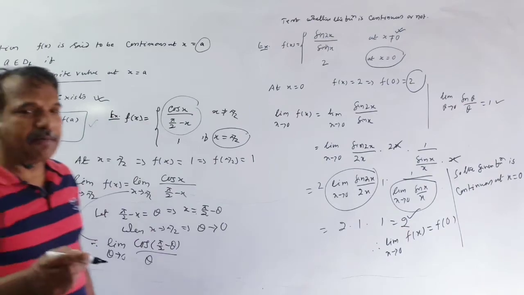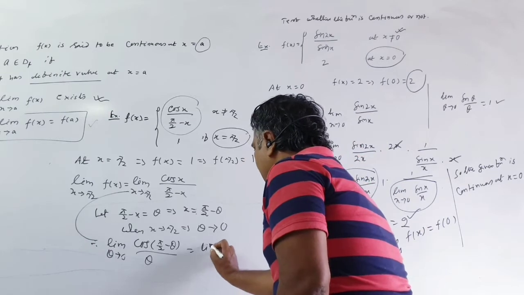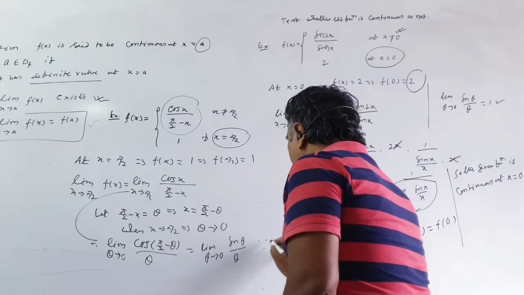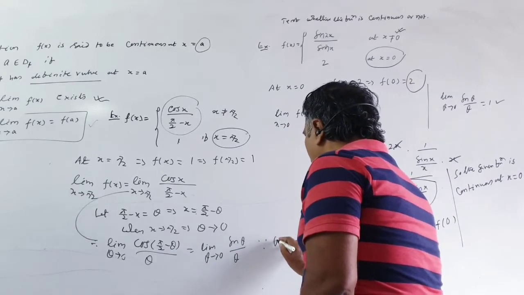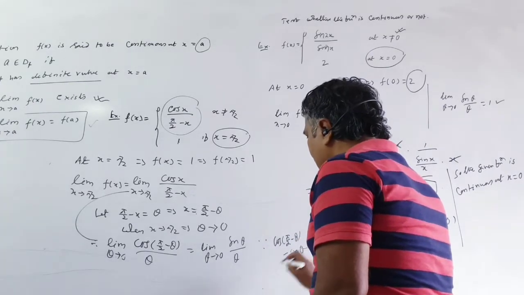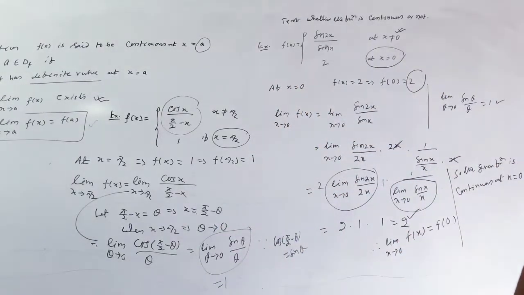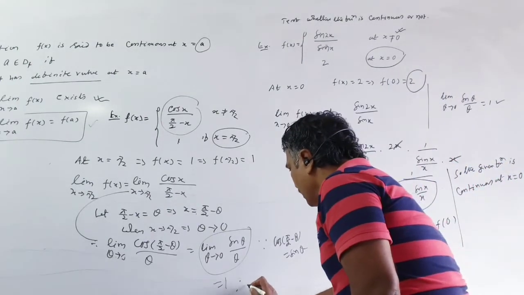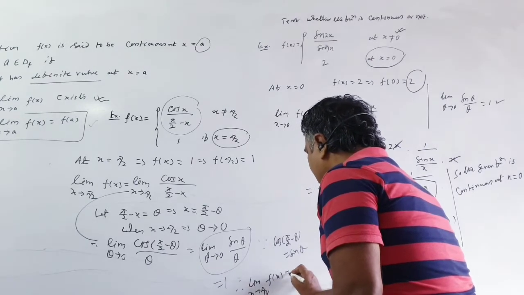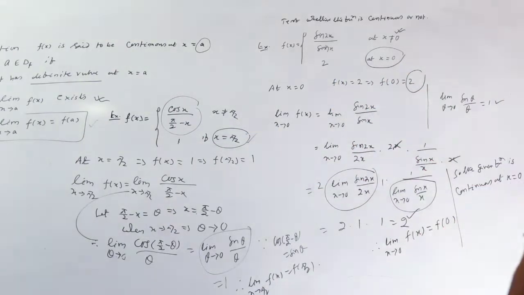Tell me what is the value of cos of 90 minus theta? So sin theta. Now limit theta tends to 0 of sin theta by theta, because cos of 90 minus theta equals sin theta. What is the limit value of this one? It is 1, by using the definition. Therefore, limit x tends to pi by 2 of f of x equals f of pi by 2. So the function is continuous.